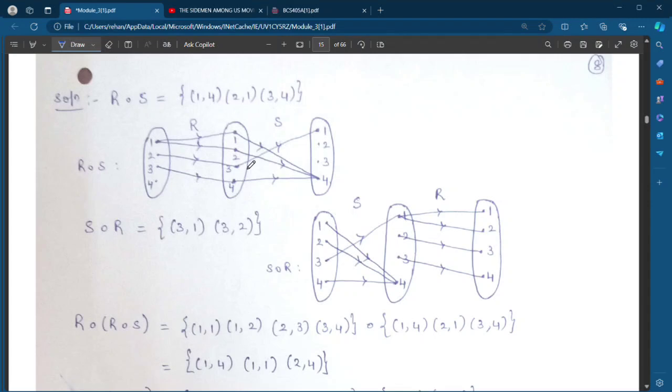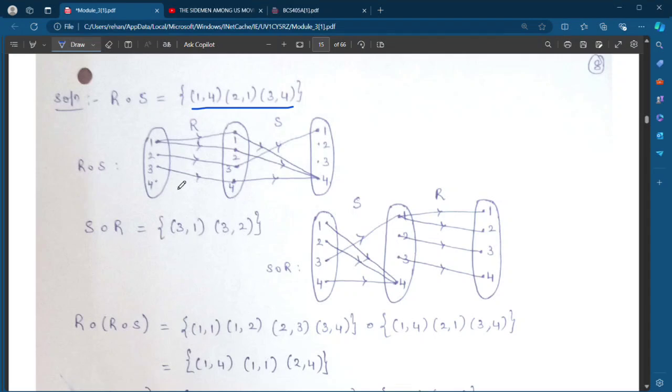1 2 1, 1 2 2, 1 2 3, 1 comma 4. R composition S is 1 2 4. Then 2 2 1, then 3 2 4. Why am I not taking 1 2 4 again? It's already taken. See here 1 to 1, then 1 to 4; 1 to 2, then 1 to 4. Both are same, so I cannot write two times. I'm just taking 1 to 4.